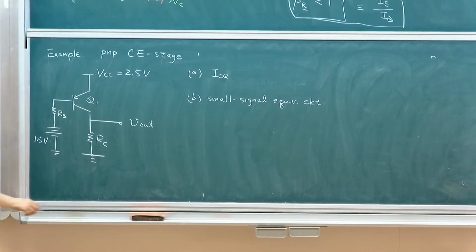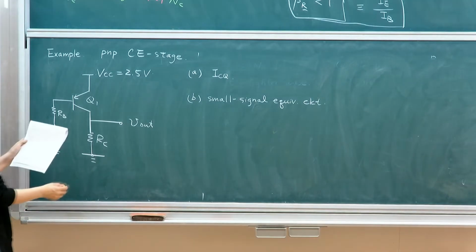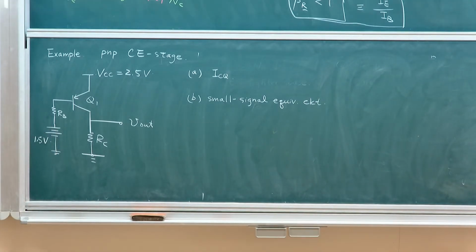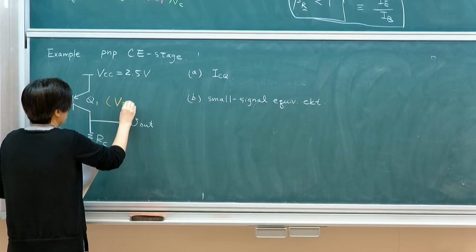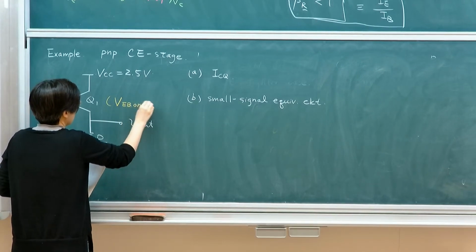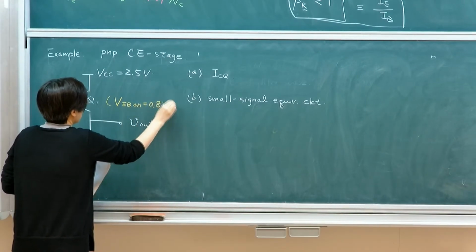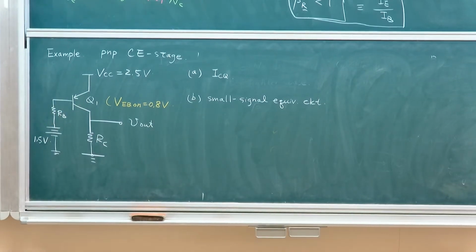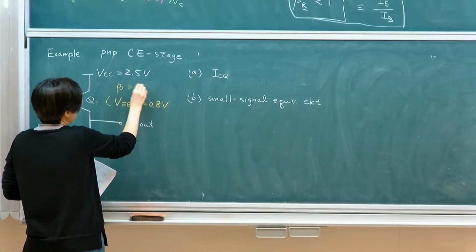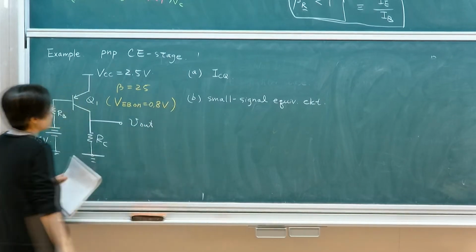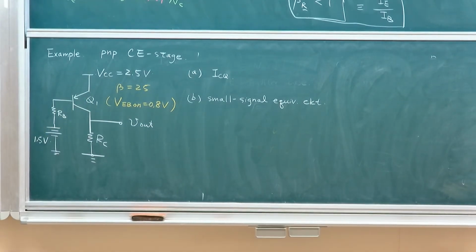So first of all, I need to give you the device parameters. In this case, we're going to use the constant voltage model. So for Q1, instead of VBE on, we have VEB on, which is 0.8 volt. Instead of using an exponential model, we're going to use the constant voltage model. And then, of course, there's the beta. As I said, beta will be a lot smaller, so I'm going to use 25. We have a very small beta.